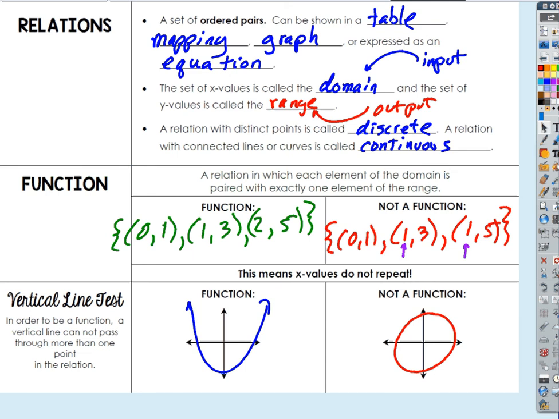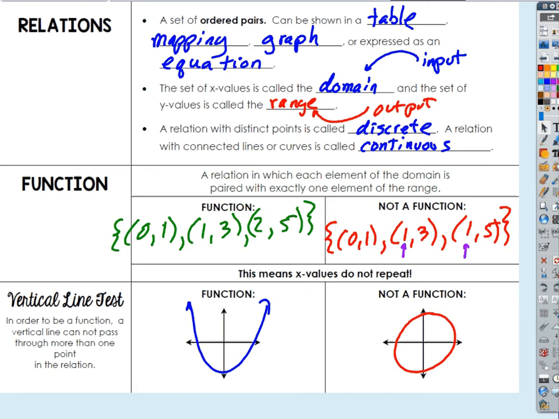We just talked about the definitions of relations and functions, and then how we can look at a relation that's represented in various different forms: table, mapping, graph, equation. Could be written as a set, and how we extract the domain and the range from that, and how we determine if it's a function or not. And that's really all you're doing today.